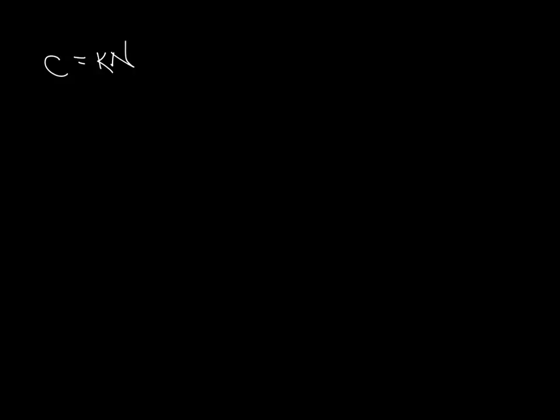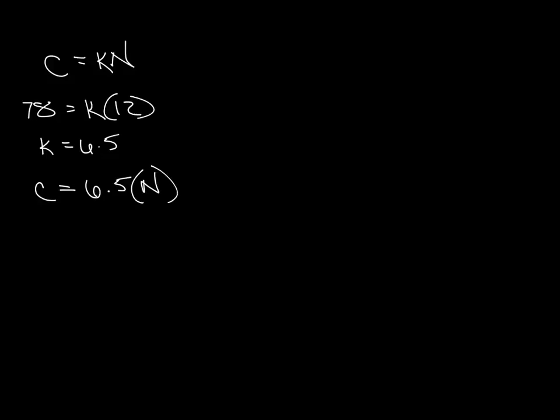So we're going to find our k first. 12 for 78. So 12 would be our number, and $78 would be our cost, and that would give me a ratio, or a k, of 6.5. So now my formula looks like this. And it says, how much would 42 cost? 42 is my number. So I'd multiply 6.5 times 42, and I get $273.